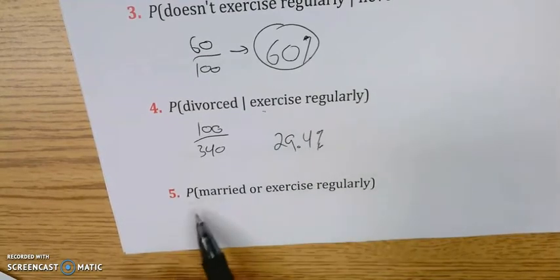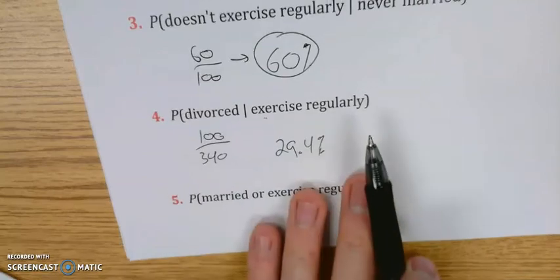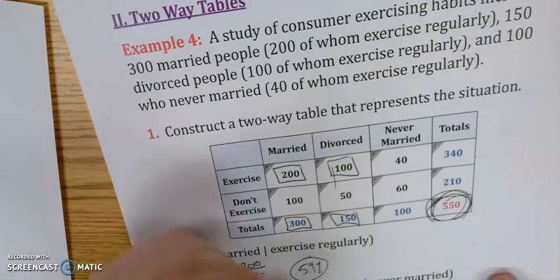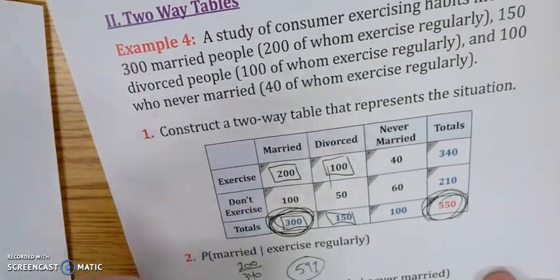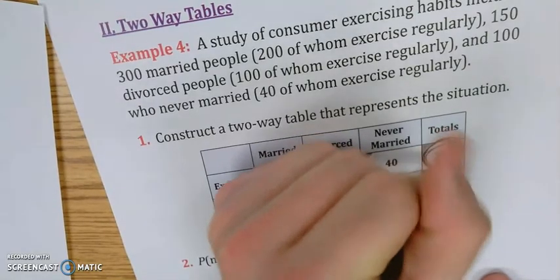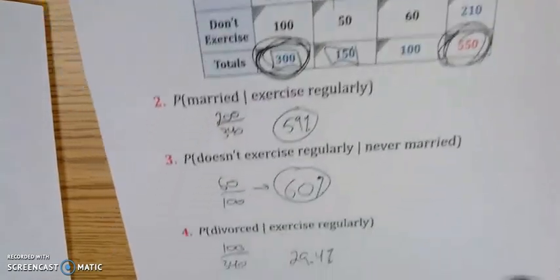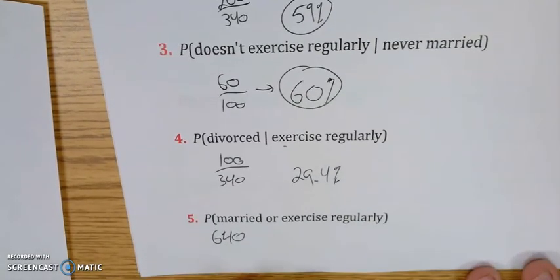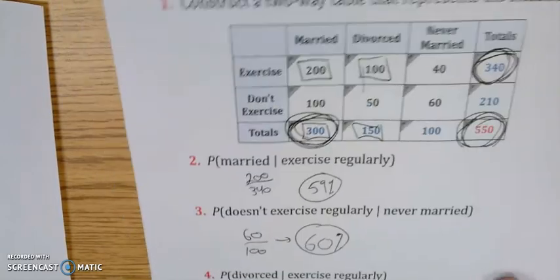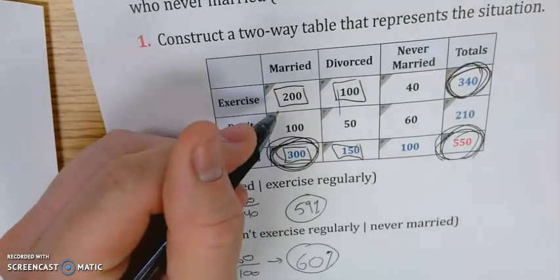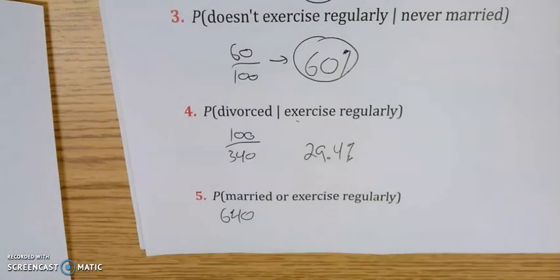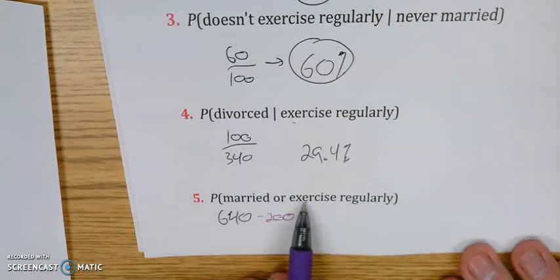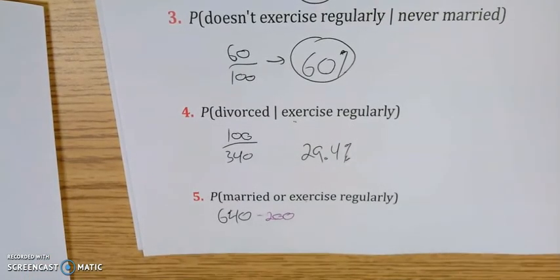Lastly, the probability that they're either married or they exercise regularly. So they're either married or they exercise regularly. Basically, are they either one of these 300 or one of these 340? So we might logically think, hey, there's 640 people who fall into one of those two categories, right? Well, the issue is we double counted this 200 here. So I need to subtract away that 200 that I double counted. So I'm adding each independent probability, but subtracting the overlap.